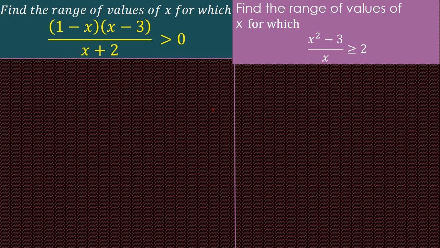In this video we shall be looking at how to find the range of values for which the inequality (1 minus x)(x minus 3) all over (x plus 2) is greater than 0, and we shall also find the range of values for which x squared minus 3 over x is greater than or equal to 2.